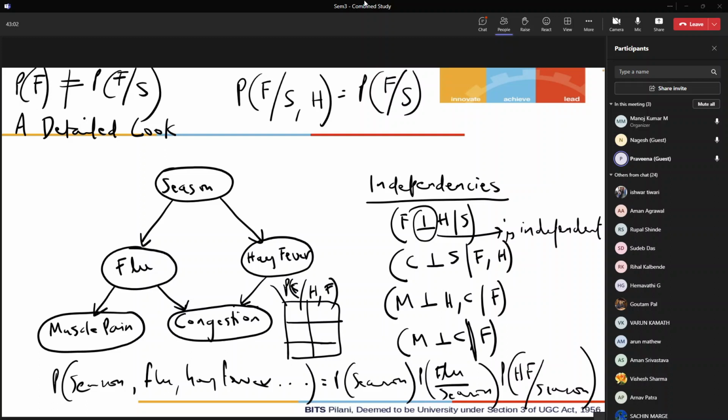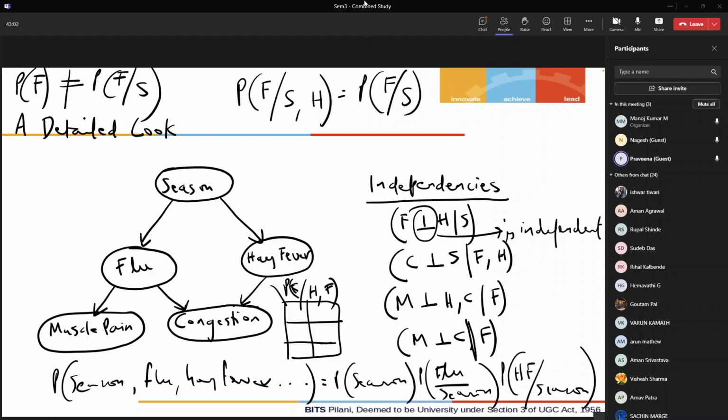So such a condition is only on season, not hay fever, for flu. That is what we want to do. Flu is nowhere related to hay fever because it is not conditioned by hay fever. These two are independent, not dependent. The dependent things are flu and muscle pain: flu depends on season, and muscle pain depends on flu and season.